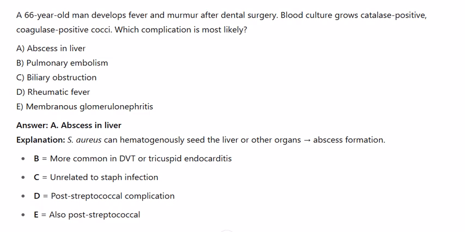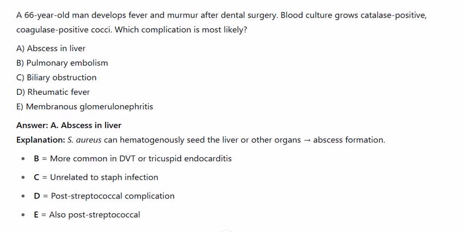Answer A. Abscess in liver. Explanation. S. aureus can hematogenously seed the liver or other organs, causing abscess formation. B equals more common in DVT or tricuspid endocarditis. C equals unrelated to staph infection. D equals post-streptococcal complication. E also post-streptococcal.